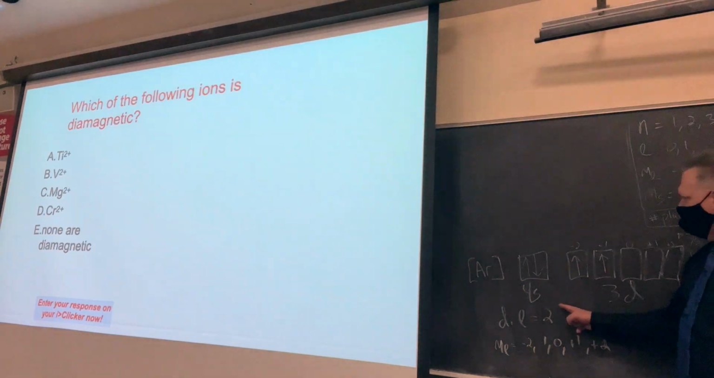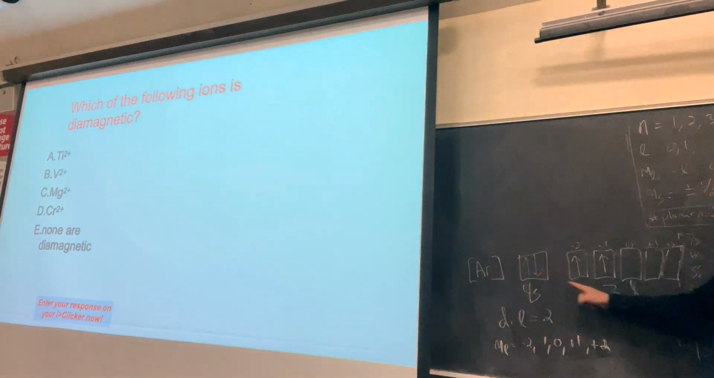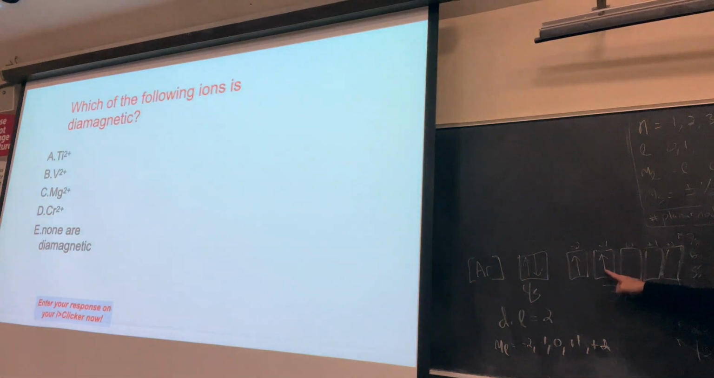Here on the chalkboard, I have an argon 4s2 3d2 electron configuration. What neutral atom does this represent? Titanium. Well done. So titanium.